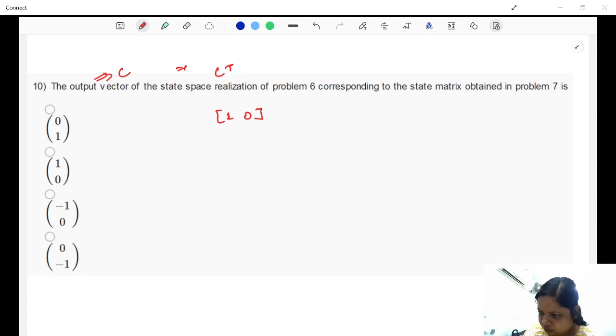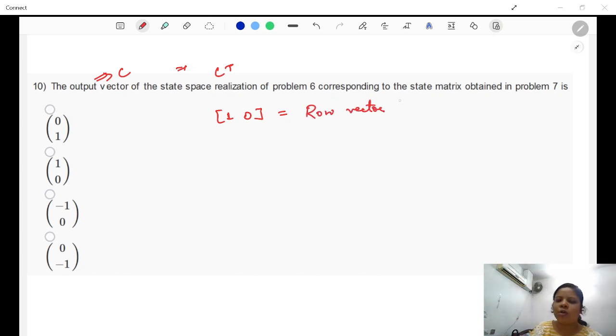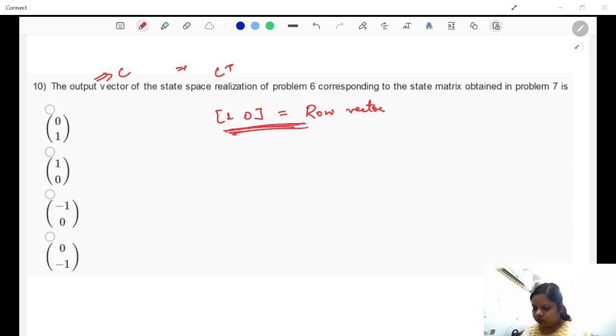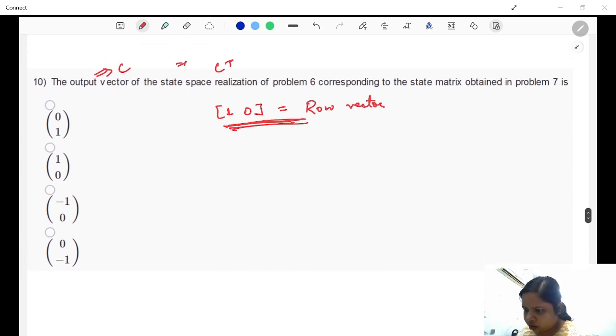Madam, there is no option in column or row matrix, so you should have this as a row vector only. This is very important. The B matrix is a column vector, the C matrix is always a row vector because you just have one equation for y, whereas for states you have multiple x equations, so it is a column vector. So this is the correct option. It is not present anywhere.